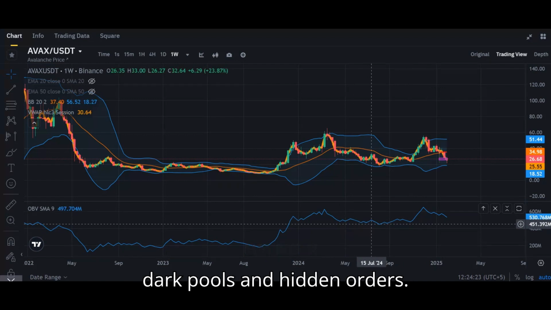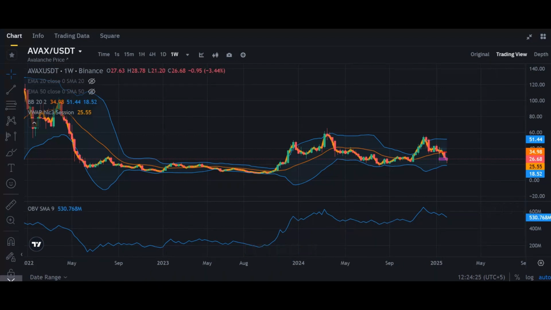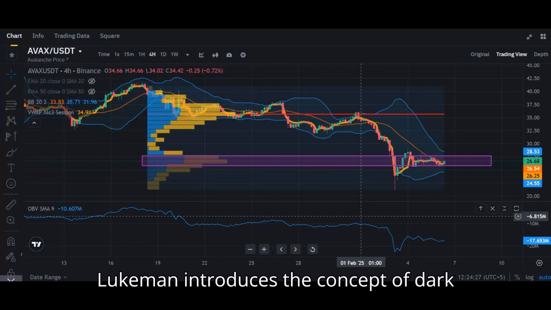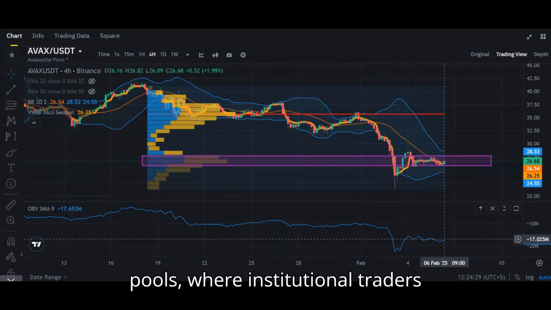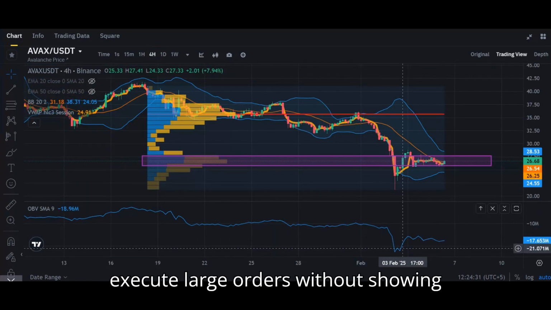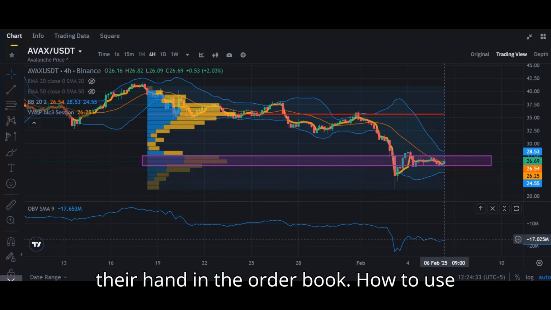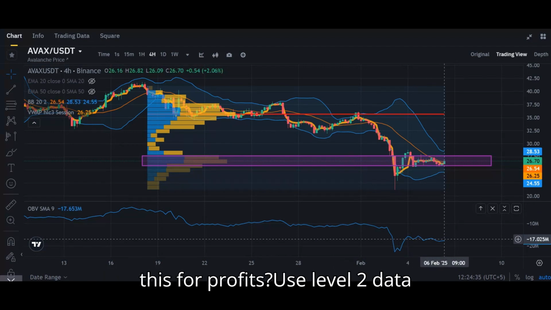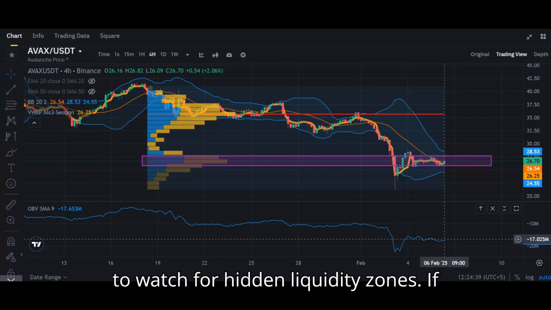2. The role of dark pools and hidden orders. Lukeman introduces the concept of dark pools, where institutional traders execute large orders without showing their hand in the order book. How to use this for profits? Use Level 2 data to watch for hidden liquidity zones.